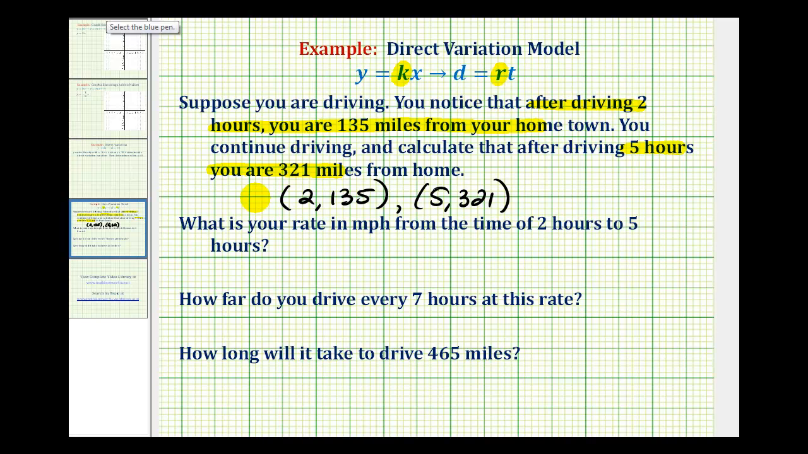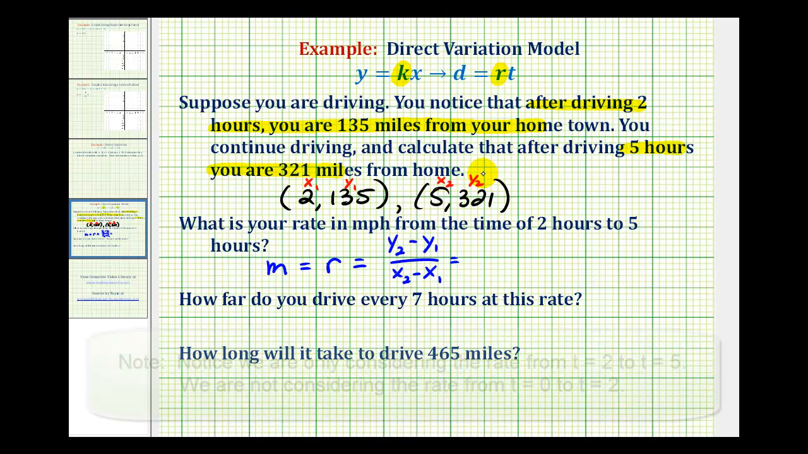So we can use our slope formula, m, which in this case would be the rate. It's going to be equal to y sub 2 minus y sub 1 divided by x sub 2 minus x sub 1, which again is measuring the change in the distance with respect to the change in time. So we'll call these the 1s and these the 2s. So this is x sub 1, y sub 1, x sub 2, y sub 2.